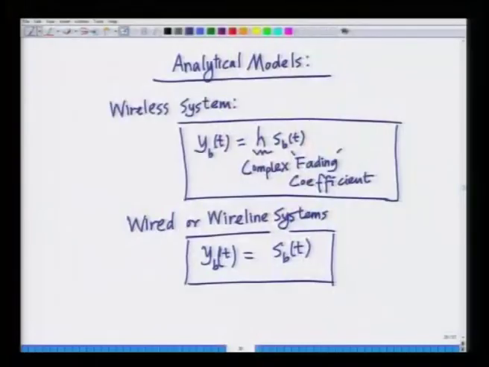The wireless system model can be expressed as Yb of t equals h times Sb of t, where h is the complex fading coefficient, and this is very different from the wireline channel model, where Yb of t is simply Sb of t, since there is no constructive or destructive interference due to the multipath components. There is only one component, and hence Yb of t is simply Sb of t, that is the received signal is simply the transmitted signal in a wireline communication system.